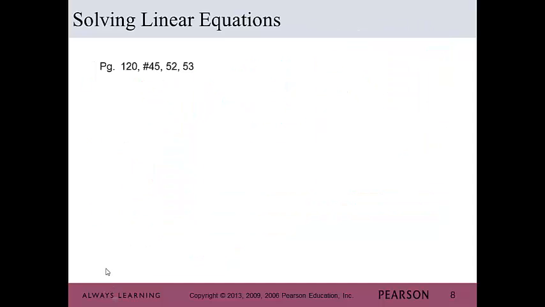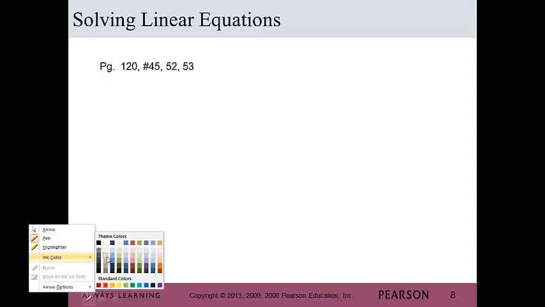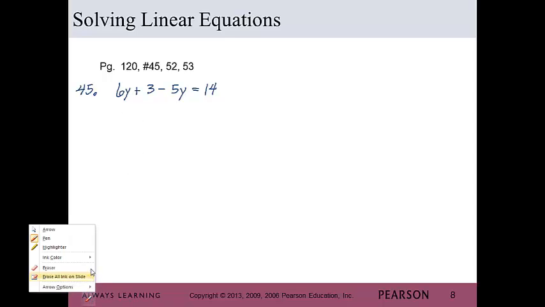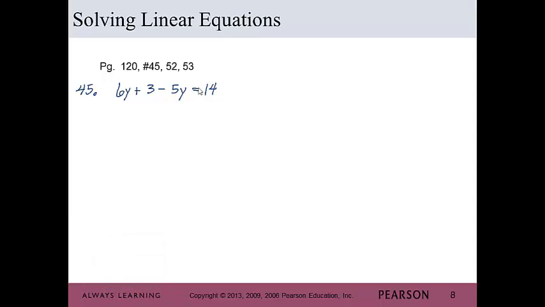All right, let's look at a few more examples. Number 45, 52, and 53. So number 45, same instructions, solve for the variable. And now we have 6y plus 3 minus 5y equals 14. And our goal is still to isolate the variable. Now notice that on the left side of our equation, we have two y's.